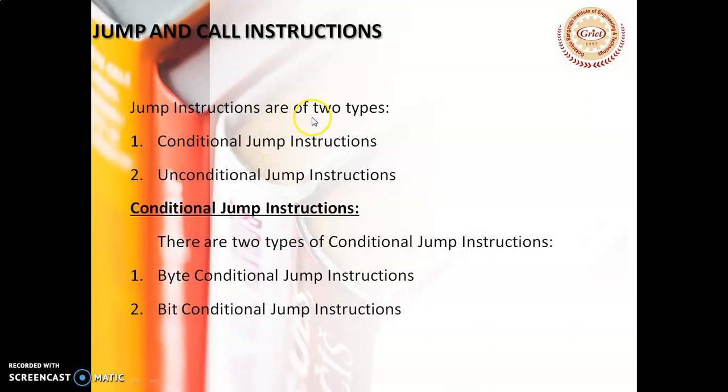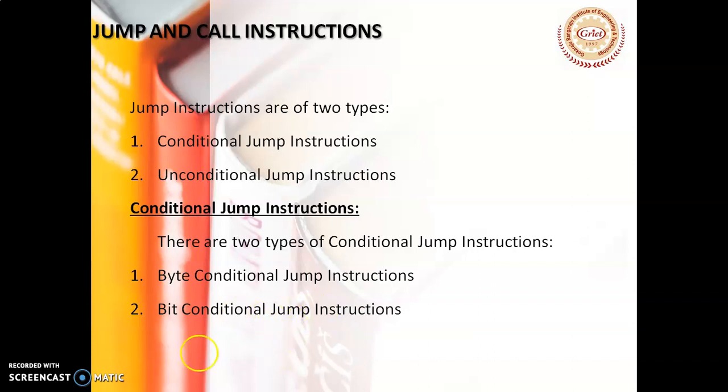Jump instructions are of two types. One is the conditional jump instructions and the second one is unconditional jump instructions. Coming to the conditional jump instructions, conditional jump instructions means jump to a label when a condition occurs. Let's see the syntax of conditional jump instructions.